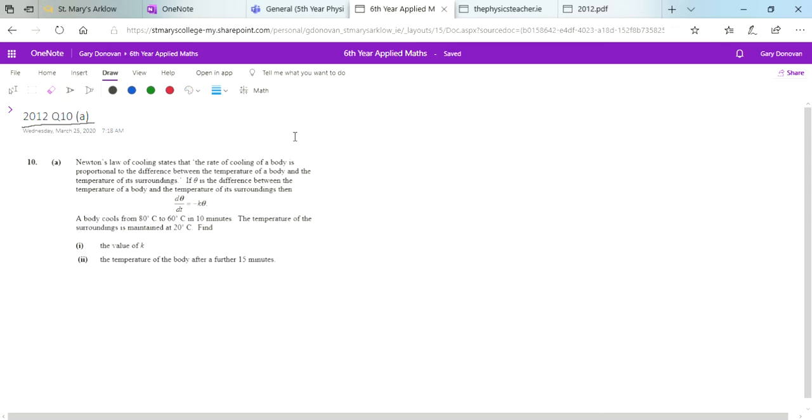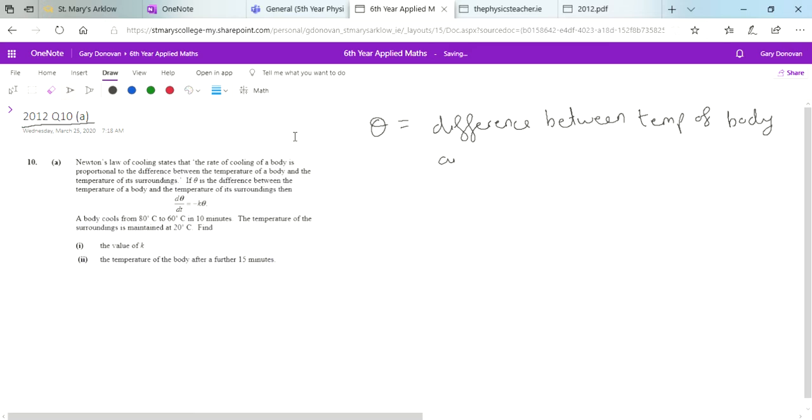So Newton's law of cooling states that the rate of cooling of a body is proportional to the difference between the temperature of the body and the temperature of its surroundings. If theta is the difference between the temperature of the body and the temperature of its surroundings, then d theta dt equals minus k theta. So let's just think about that. They told us that theta is the difference, and it can be useful writing these things down, between temp of body and surroundings.